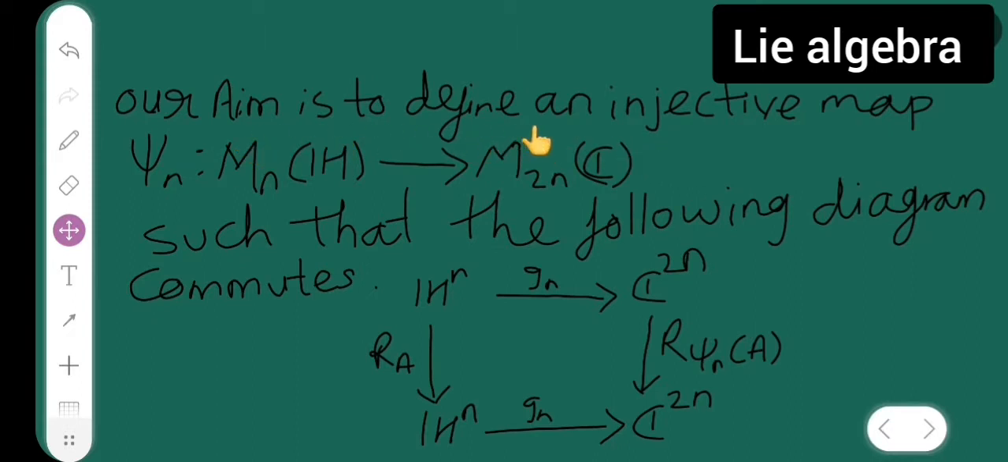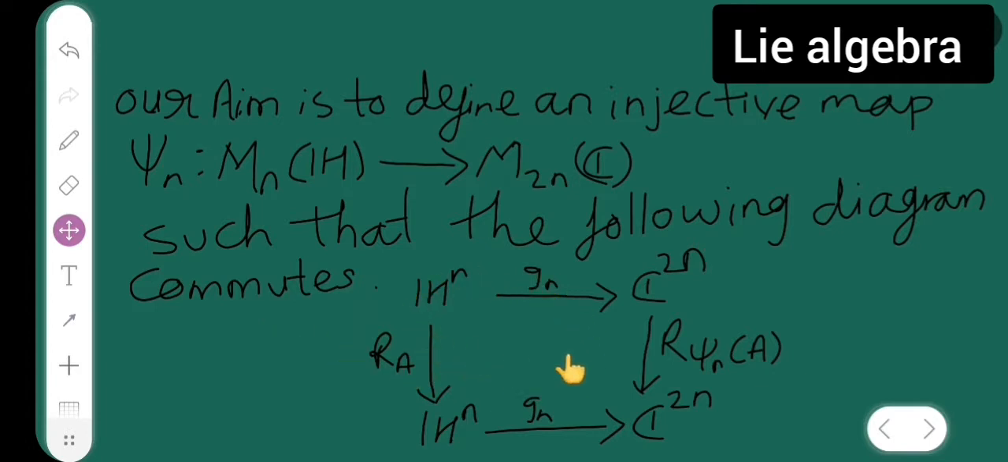Now the aim is to define an injective map. How do we define an injective map? Psi n from Mn of H to M2n of C such that the following diagram commutes. You have to see the following diagram commutes.